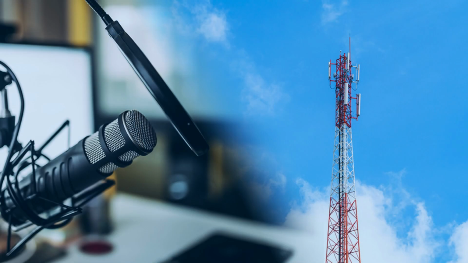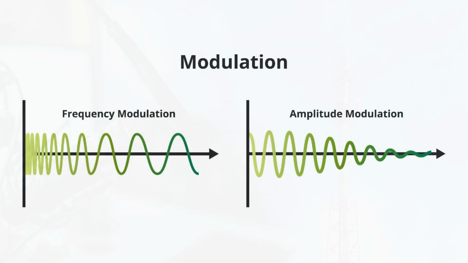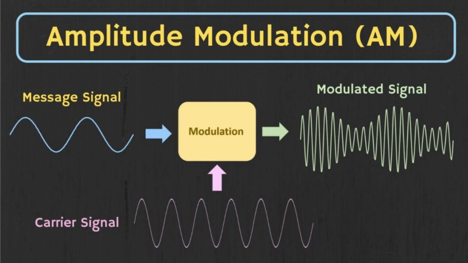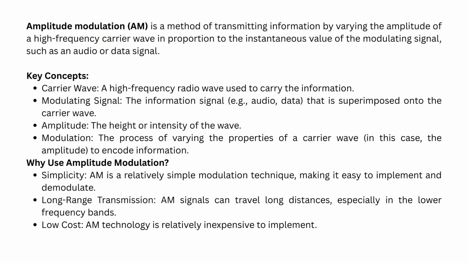Let's break down the two primary modulation techniques, that is AM and FM. First we are talking about AM, amplitude modulation. So how does it work? In AM, the amplitude or strength of the carrier wave is varied in direct proportion to the audio signal. It has some advantages. The first one is simplicity and cost effectiveness. AM is relatively simple to implement, so that means it's cost effective.